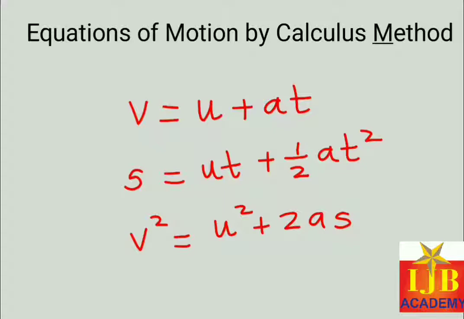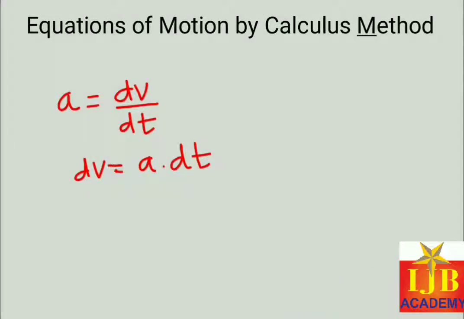Before that, the equations are v is equal to u plus at, where v is the final velocity, u is the initial velocity, a is acceleration, and t is time. The second equation, s is equal to ut plus half at squared. And the third equation, v squared is equal to u squared plus 2as.